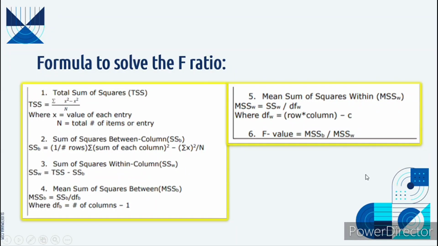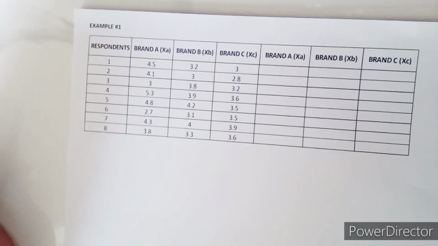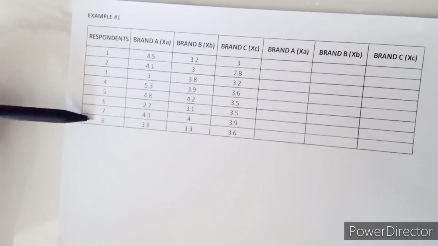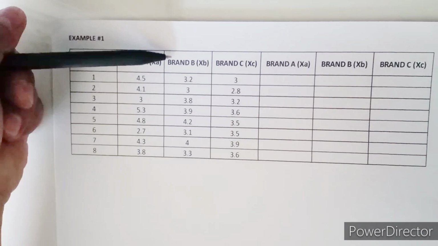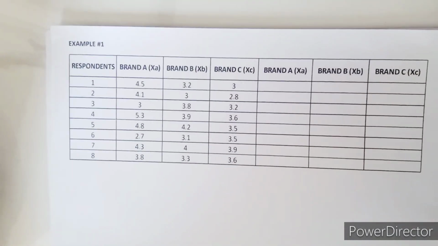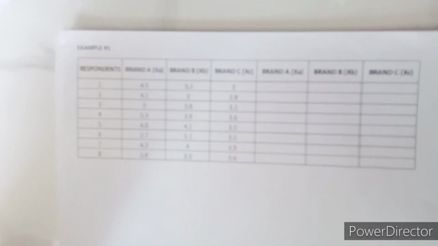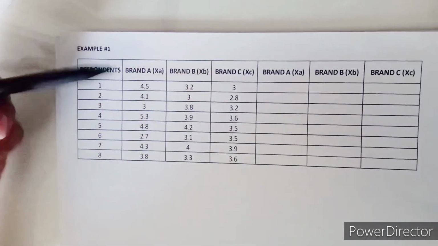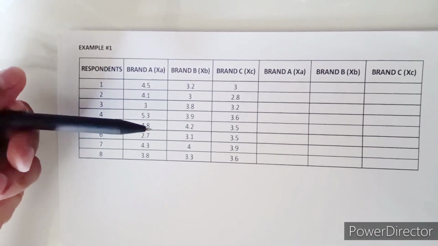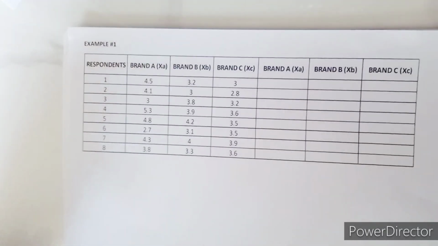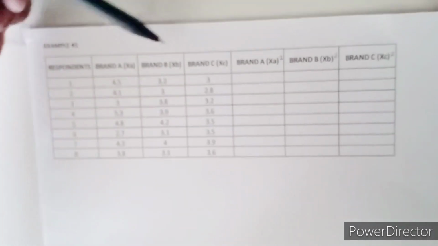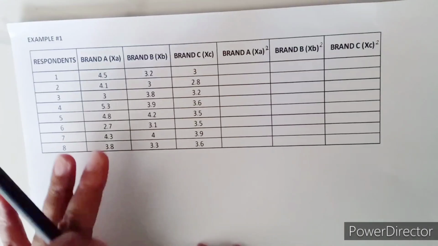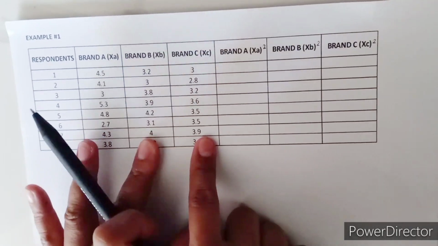So that's it. Let's now proceed with our examples. Let's consider this table. We have 8 respondents, yan ang tinatawag natin N mamaya. Meron tayong brand A, brand B, brand C. When we say ANOVA, ang kino-consider kasi natin ay 3 or more samples. So we have brand A, brand B, and brand C, our X sub A, X sub B, and X sub C.